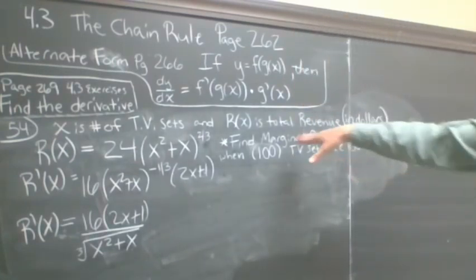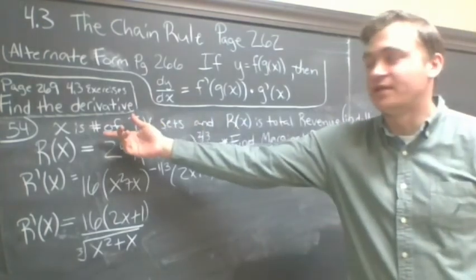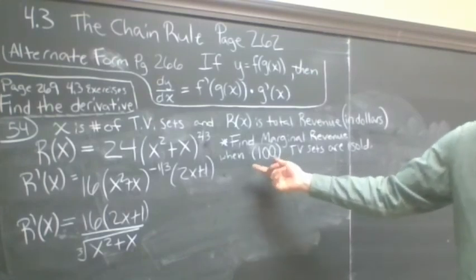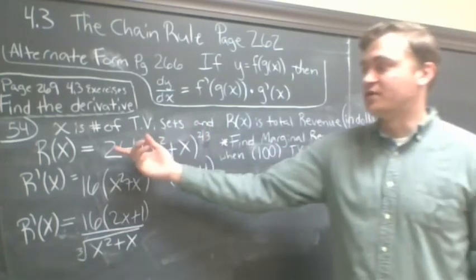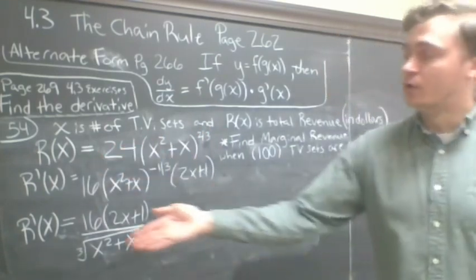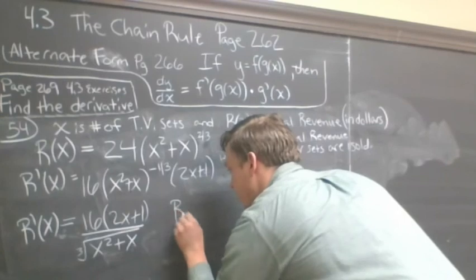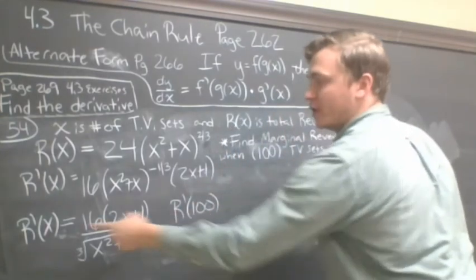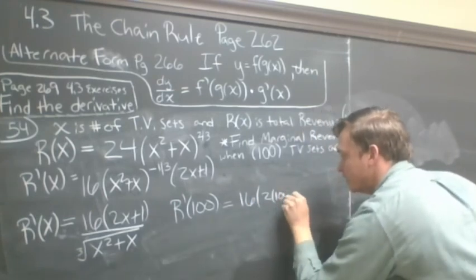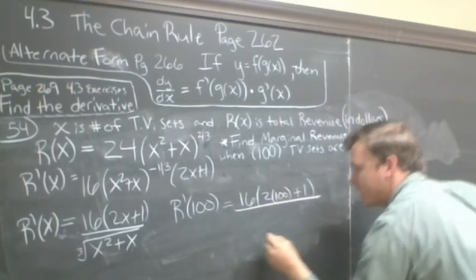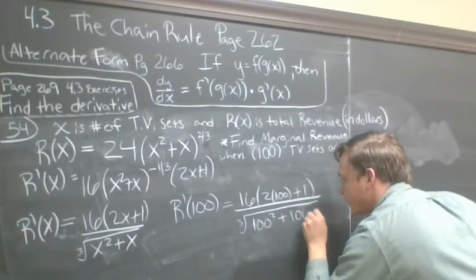But now it's saying find the marginal revenue when 100 TV sets are sold. So because x represents the number of TV sets, we're going to take 100 here and plug it into R prime of x. If they wanted to know the revenue of 100 TV sets, we use our revenue function. But for marginal revenue, we use the marginal revenue function by inputting the 100. So here, R prime of 100 becomes 16 multiplied by 2 times 100 plus 1, all divided by the cubic root of 100 squared plus 100.